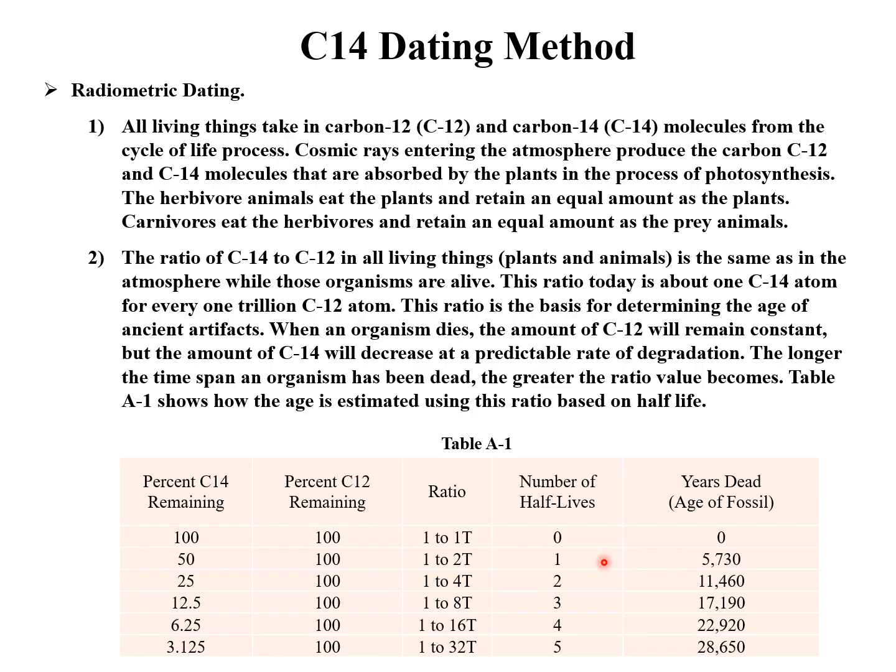And then, of course, another half-life would be 1 to 4 trillion, and that would mean it was dead 11,460 years. So anything in between, say 1 to 3 trillion, would be halfway between the 5,730 and 11,460. You would just have to calculate the percent and find out how long it's been dead. So that's how carbon-14 works.